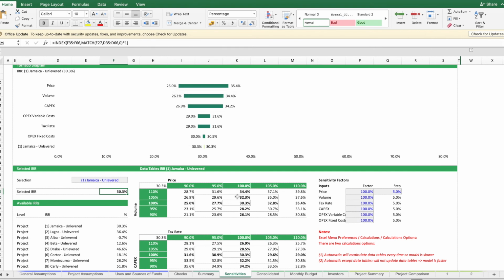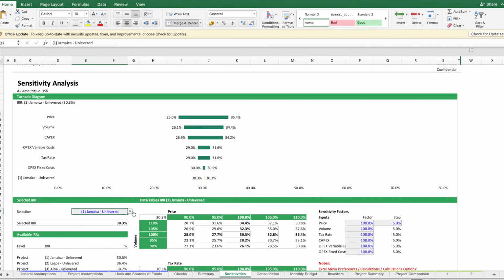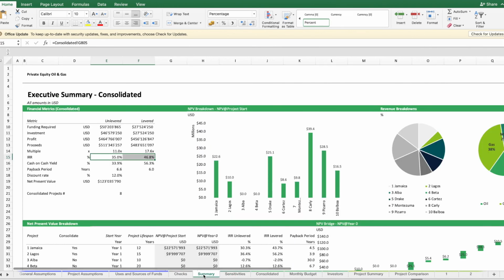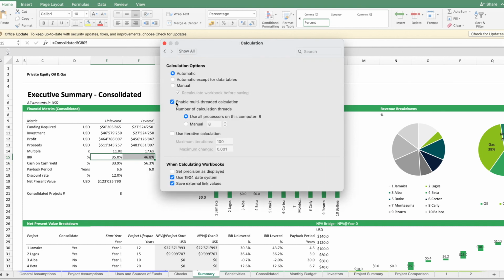We go 2 steps up and 2 steps down, and this is the impact on the IRR, and then it's plotted here on the tornado diagram. And we can check the sensitivities for any of the IRRs calculated here if we are interested to understand a bit more how the model might react. So let's turn this off again so that the model does not block us.